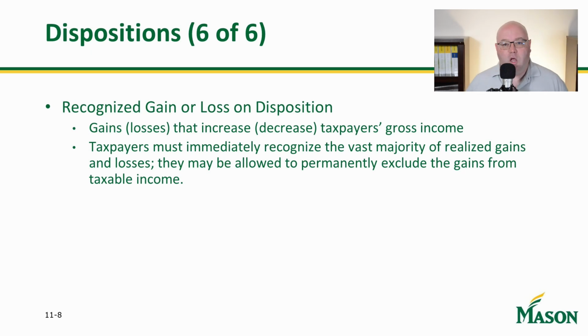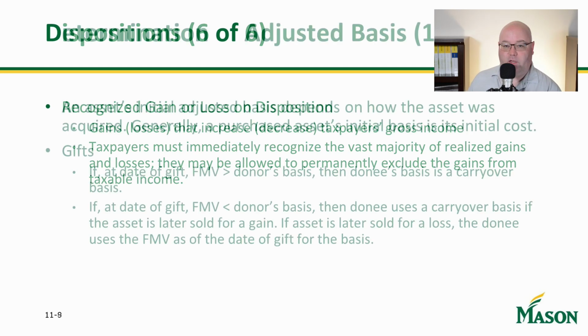All right. So recognize gain or loss on disposition. Again, gains or losses that decrease the taxpayer's gross income. You must immediately recognize the vast majority of realized gains and losses, though some may be allowed to permanently exclude the gains from taxable income. Okay.